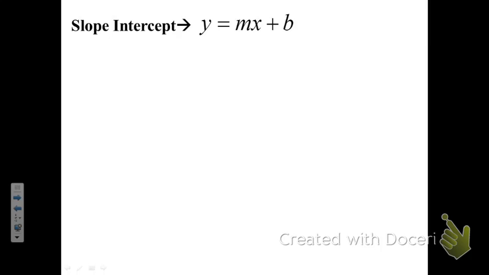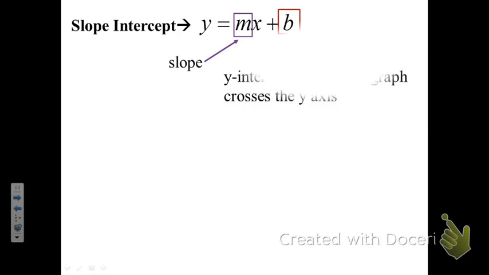Okay, slope-intercept, y equals mx plus b. There's some things you need to know from this. First of all, that m represents your slope, and the b value represents your y-intercept, and that's where it crosses the y-axis.